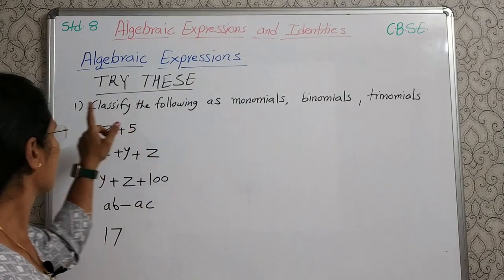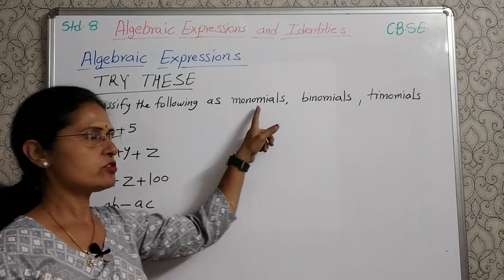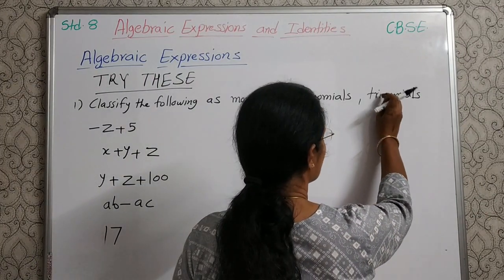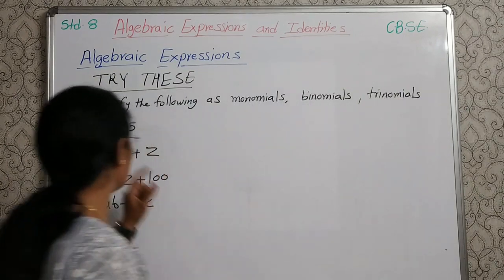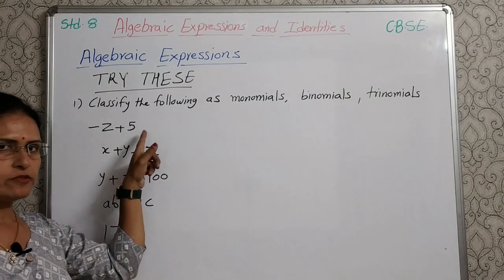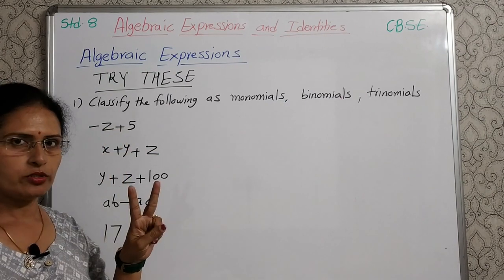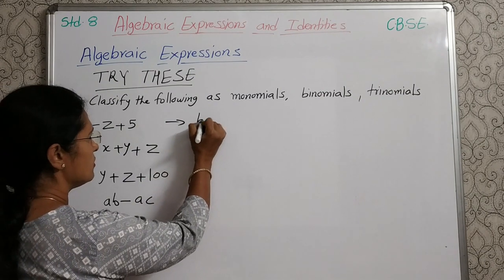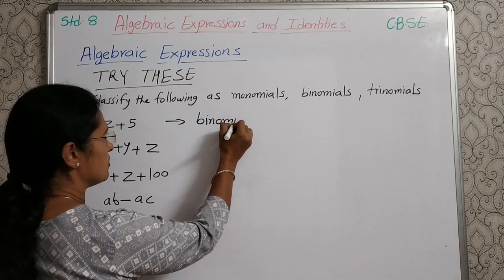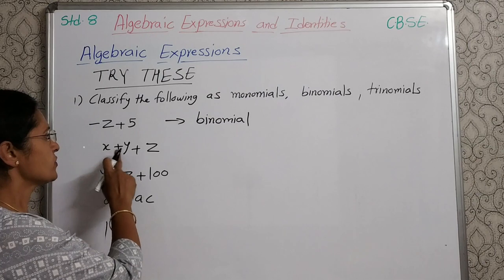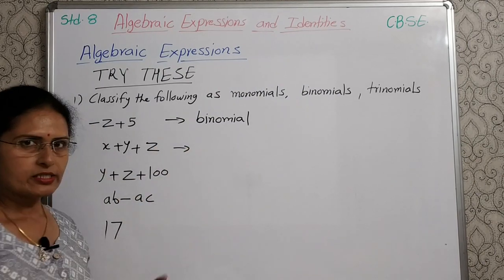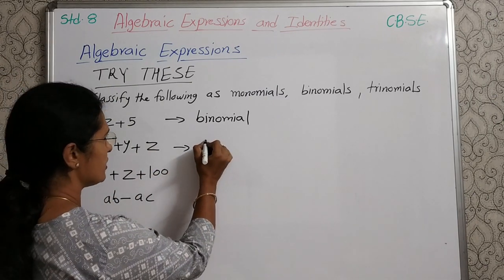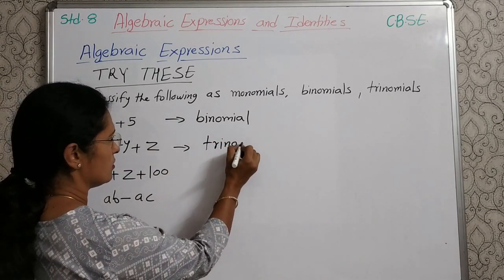Now try this. First, classify the following as monomials, binomials, trinomials. First, minus z plus 5. See here, there are two terms, minus z and 5. Therefore, this is a binomial. Next, x plus y plus z. You can see there are three terms, x and y and z. The three terms, therefore it is a trinomial.